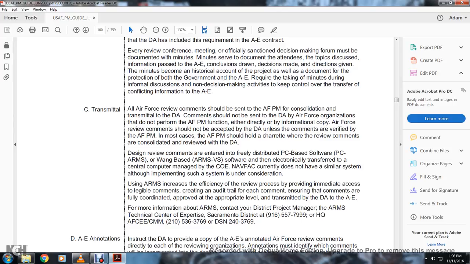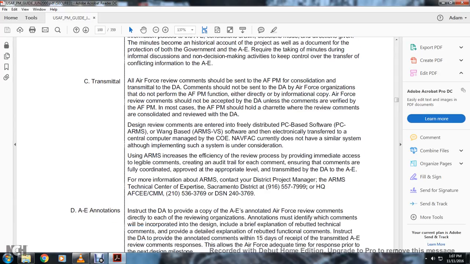C. Transmittal. Air Force review comments should be sent to the Air Force program manager for consolidation. The DA comments should not be sent to Air Force organizations that do not perform the Air Force program manager function; either send them an information copy of the Air Force review. The comments should not be accepted by the DA unless they are verified by the Air Force program manager. In most cases, the Air Force program manager should share the review comments with the DA.